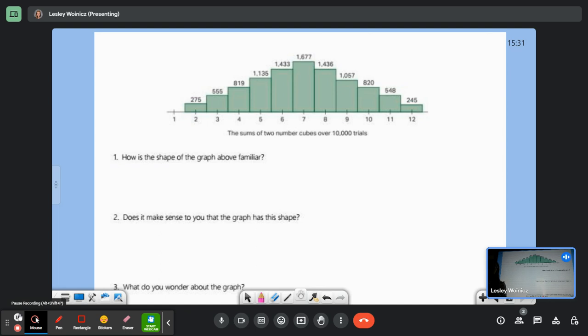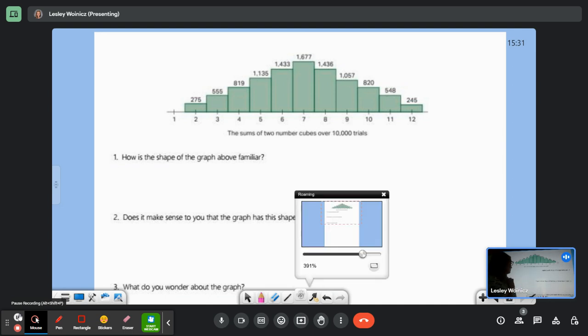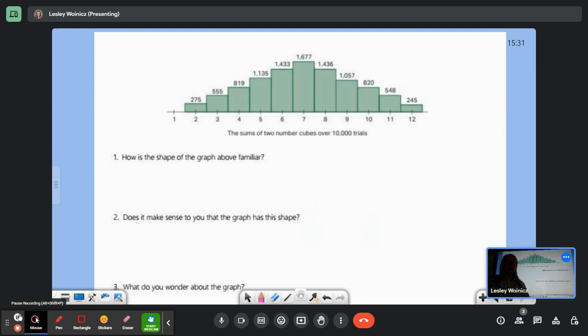So is this making sense? 4 and a 3. Okay, so put it into your own words. It shows a normal distribution. Okay, what do you wonder about the graph? Why is it so symmetric? Okay, write it down.